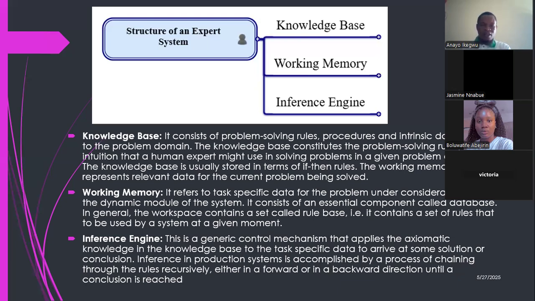And again, the inference engine helps to come up with your results, annotate your results, and demonstrate your outcome. Inference, especially in the production system, which is a rule-based system, is accomplished by a process of churning through the rules recursively, either in a forward or a backward direction, until a conclusion is reached.